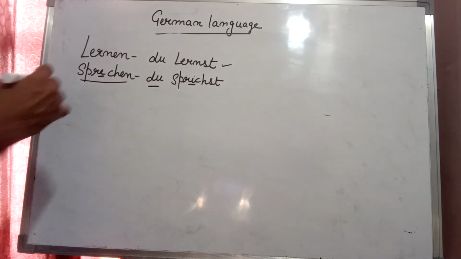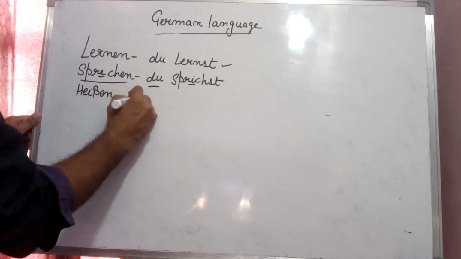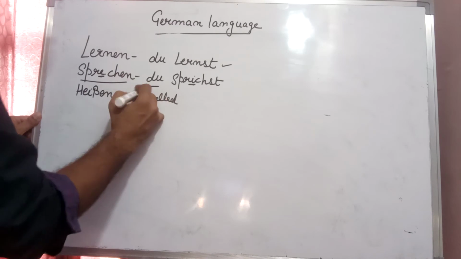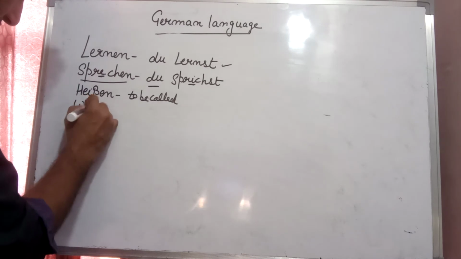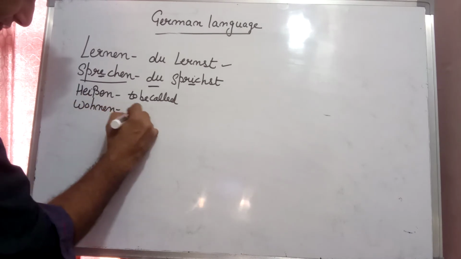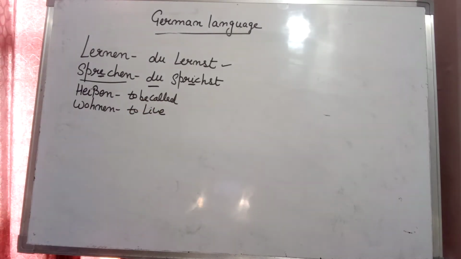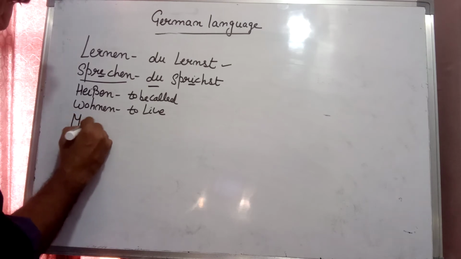See, we have a lot of verbs over here, like heißen. Heißen is to be called, okay. We have an expression like wohnen. Wohnen is to live. Speak up. Wohnen. Wohnen is to live. Okay? The next verb we have is machen. Speak up. Machen is to do.